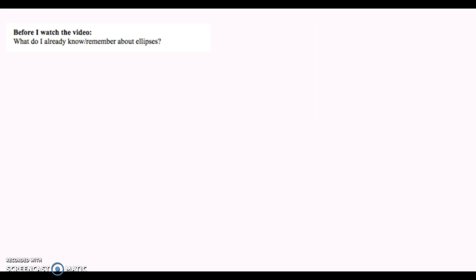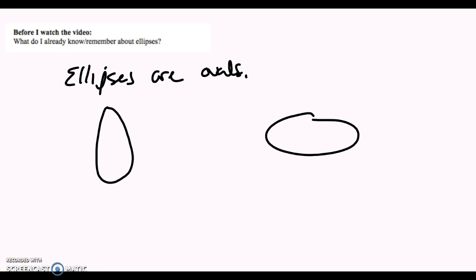What do we already remember about ellipses? Please take a minute to pause the video and write down anything you might remember or know about them. One thing you may have written down was that ellipses are ovals, which is true. And you can have an oval standing up or on its side, and please forgive my horrible drawings on those ellipses.